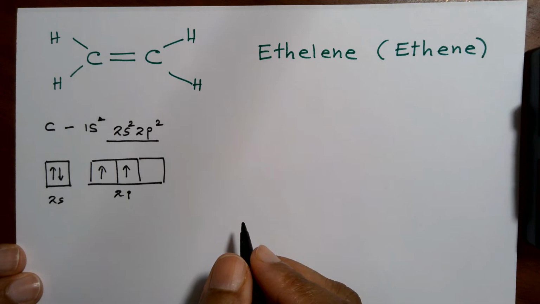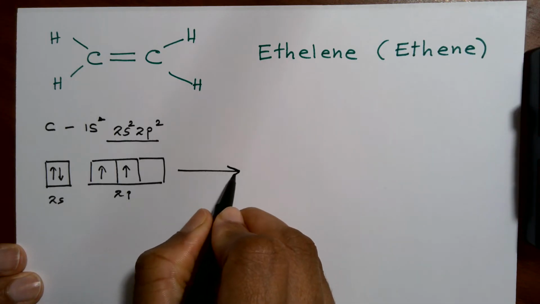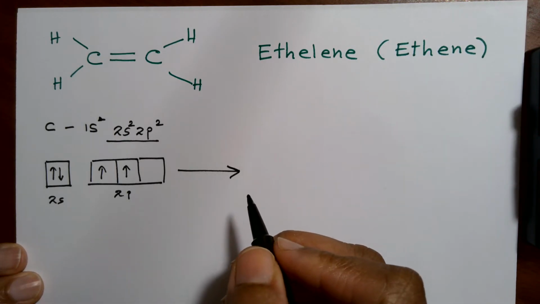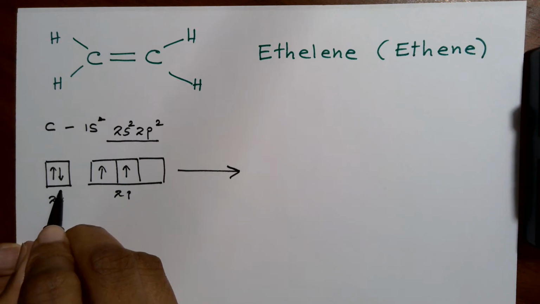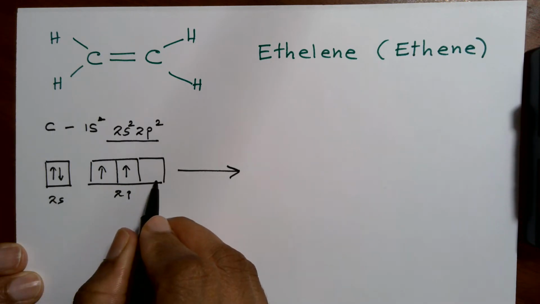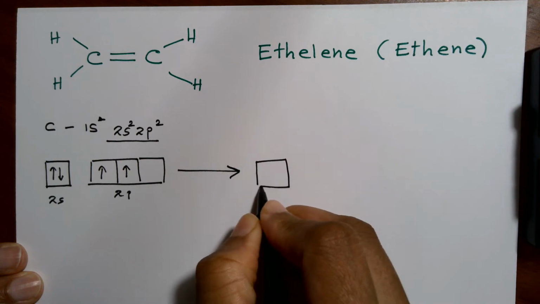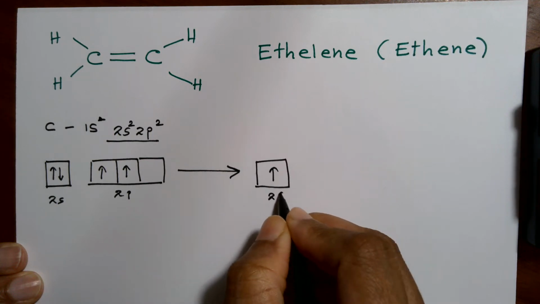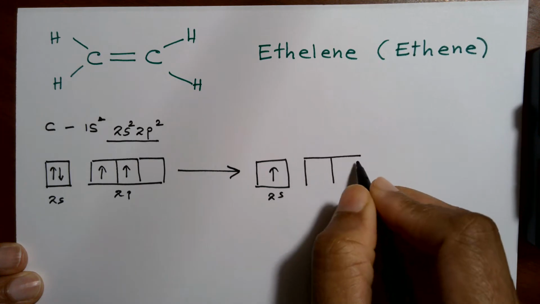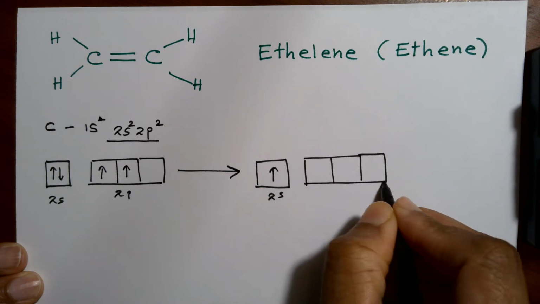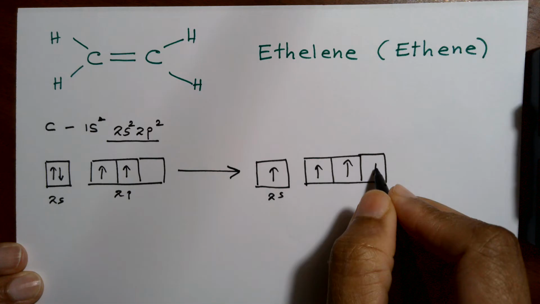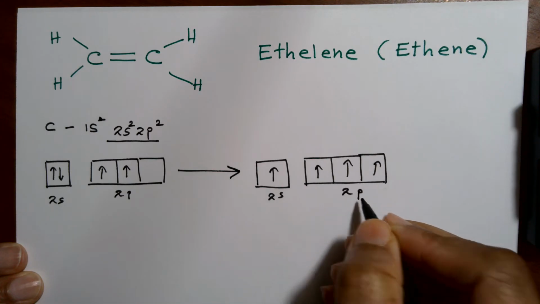Same as we did before, let's do a promotion step, where we increase the energy: one of the 2s electrons is promoted to the next highest 2p level, and then 1 electron remains in the 2s, and in the 2p there are 3 electrons, 1 in each orbital. So it looks like this.